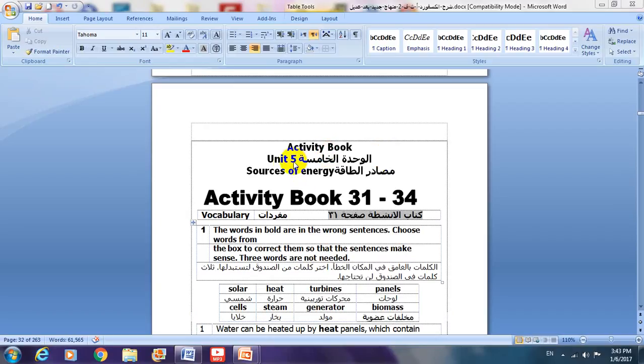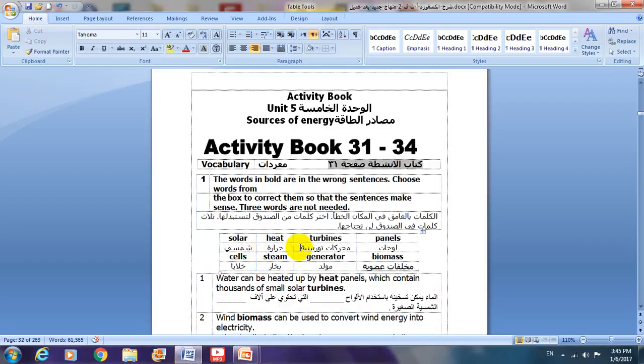Activity book, Unit 5, Sources of Energy. Activity book pages 31 to 34. 1. The words in bold are in the wrong sentence. Choose words from the box to correct them so that the sentence makes sense. 3 words are not needed.